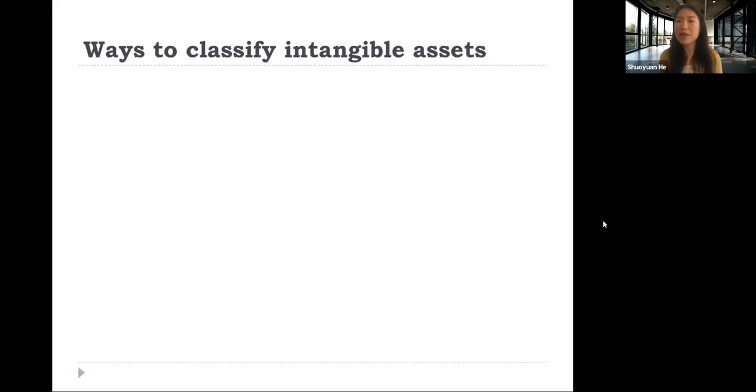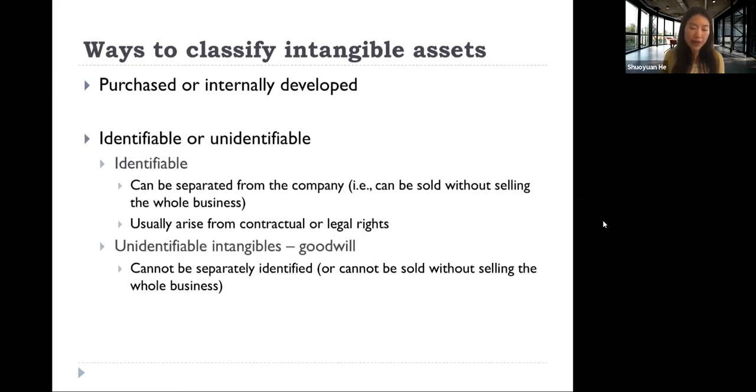So we have talked about some examples of intangible assets. And there's three major ways to classify intangible assets. The first is we can classify intangible assets according to whether they are purchased or internally developed. And then the second way to classify intangible assets is according to whether they are identifiable or unidentifiable.